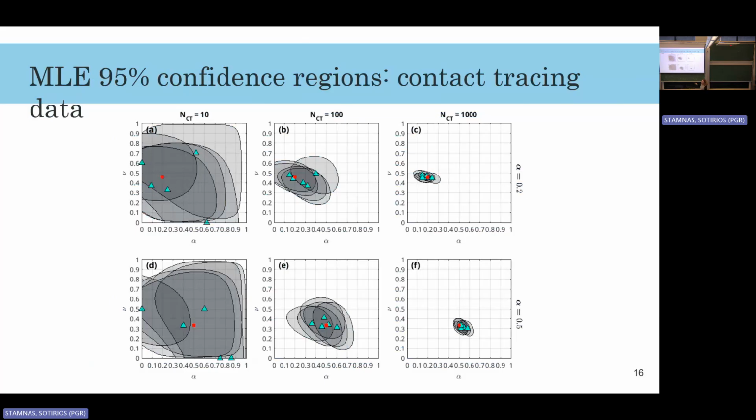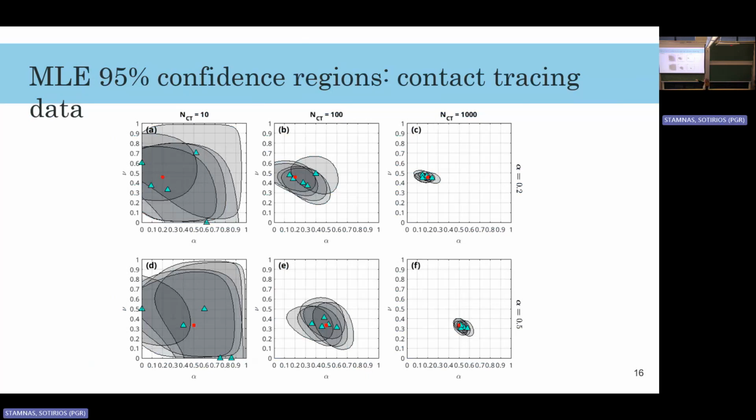So this red dot is the true value, which we're trying to estimate, and then these green triangles are our maximum likelihood estimates for each of our runs, and the gray shaded regions are the 95% confidence regions for each of our runs.